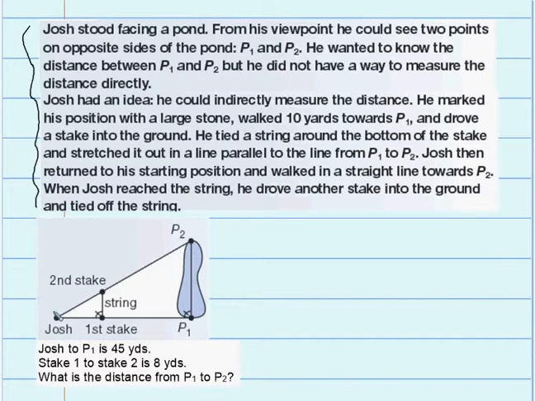So he's remembering what he learned in math class, and he can indirectly measure the distance. So he marks his position here with a large stone, and he walks 10 yards towards P1. And drove a stake into the ground. He tied a string around the bottom of the stake, okay, and stretched it out in a line parallel to the line from P1 to P2. Okay, so he makes that right here. He makes that parallel to this.